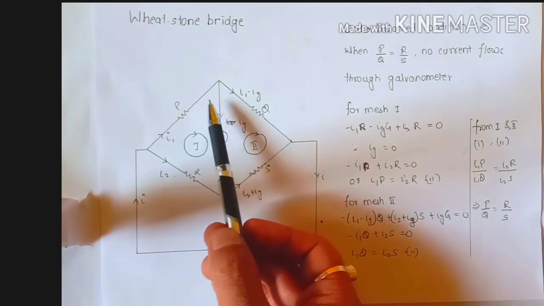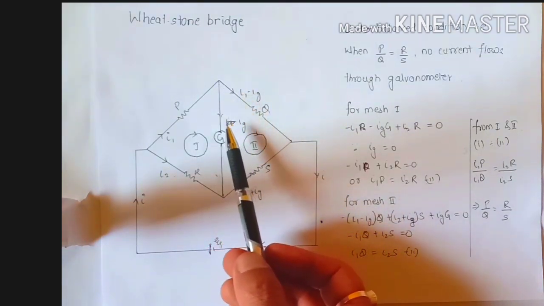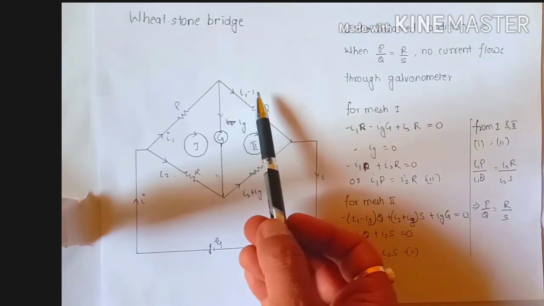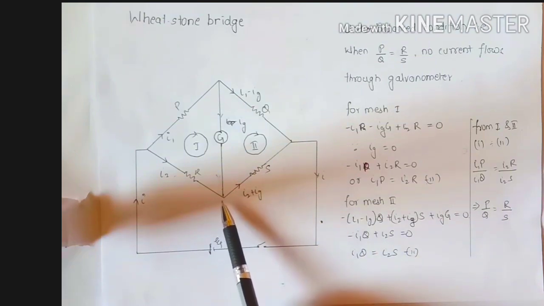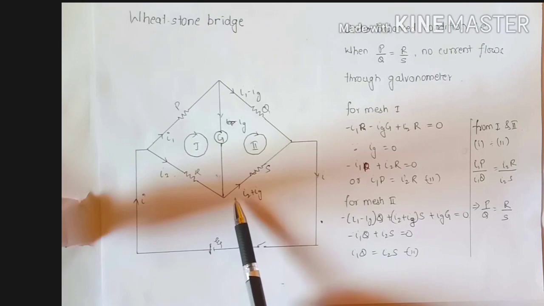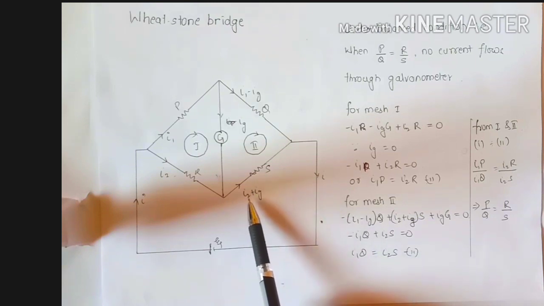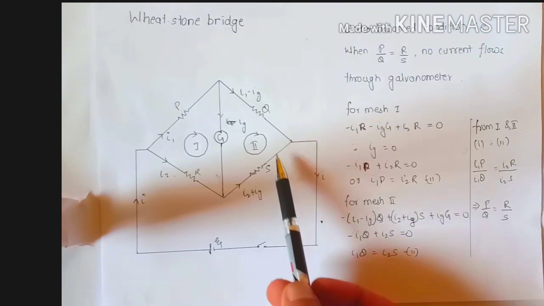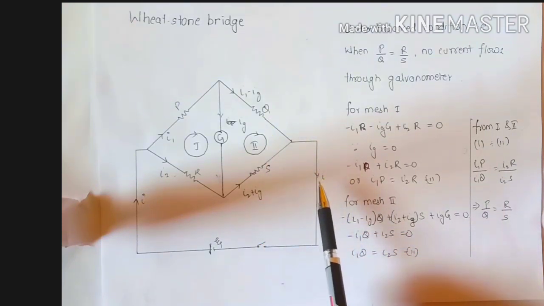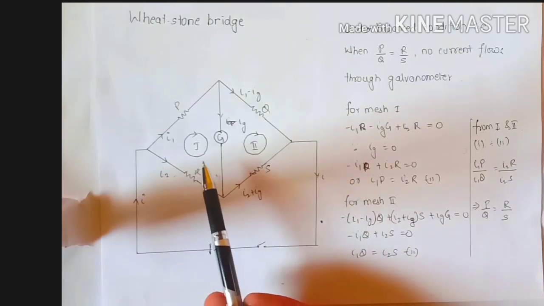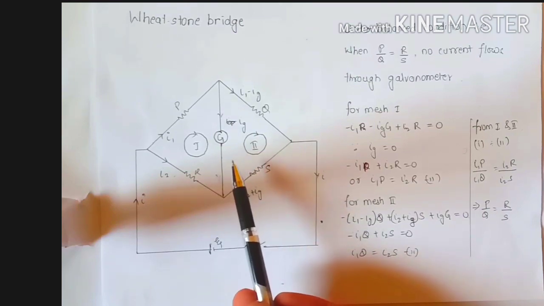Here the current I1 at the junction splits into Ig and the rest is I1 minus Ig. At this junction I2 combines with Ig, so from resistance S the current flowing is I2 plus Ig, and at this junction the currents combine, again the net current becomes I. So let us apply Kirchhoff's law for mesh 1 and mesh 2.